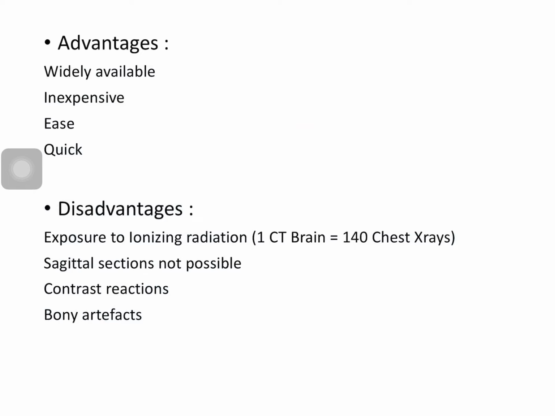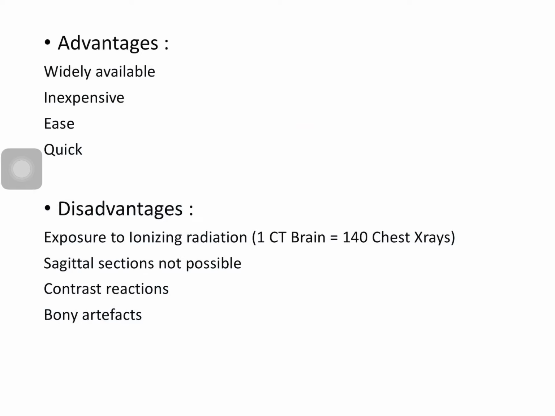Okay, so what are the advantages of CT scan? It is widely available. Almost every hospital has a CT scan machine. It is inexpensive, which means it is cheaper as compared to some of the more advanced radiological investigations such as MRI or PET scan. It is relatively easy to learn, and it is quick. One CT scan of the brain takes roughly 10 to 15 minutes, and it gets done very quickly.